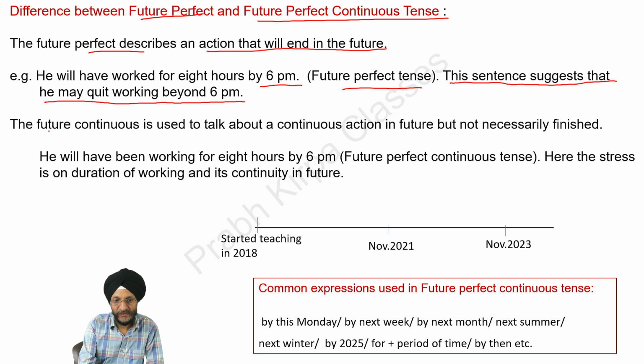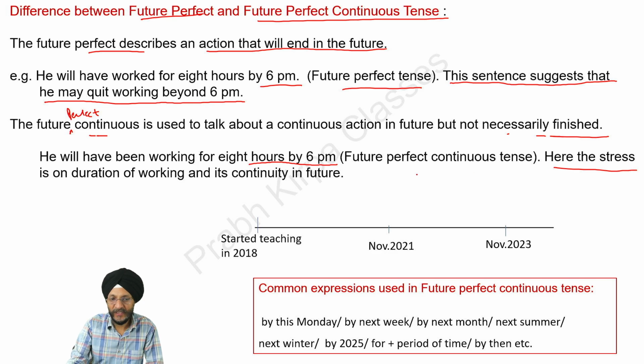On the other side, future perfect continuous tense is used to talk about a continuous action in future but not necessarily finished. He will have been working for 8 hours by 6 p.m. Here, the stress is on the duration of working, that is 8 hours, and its continuity in future.